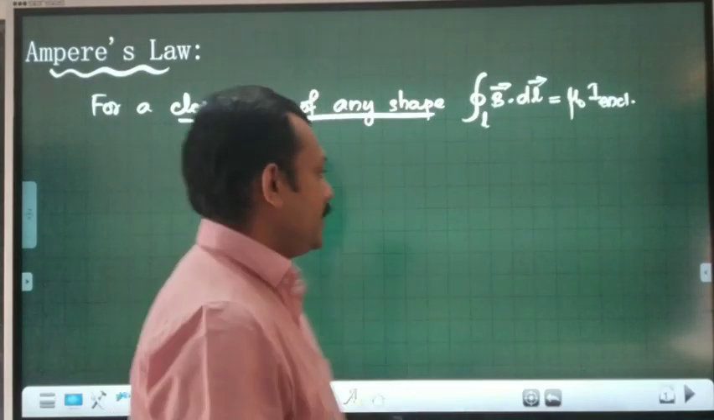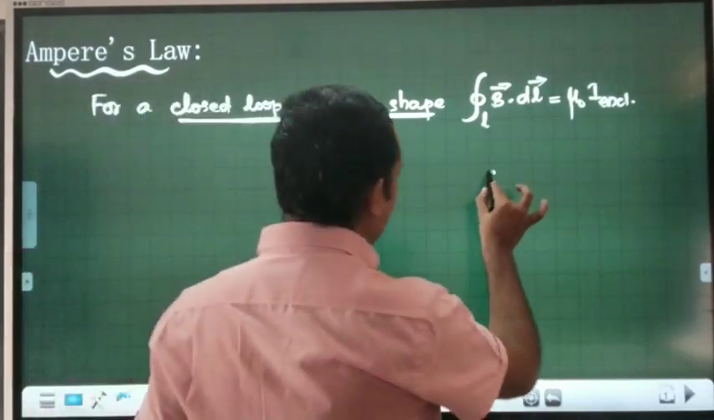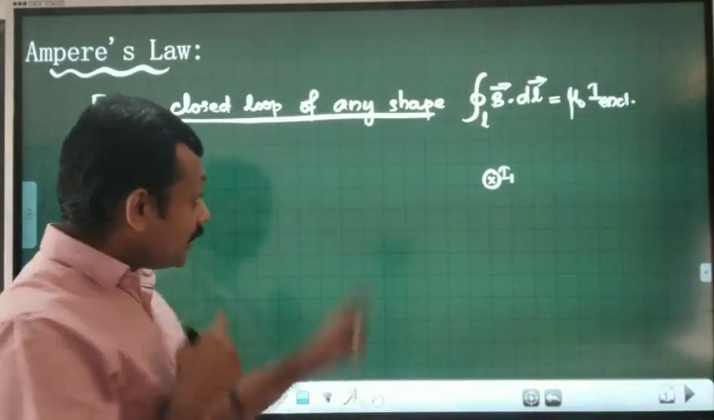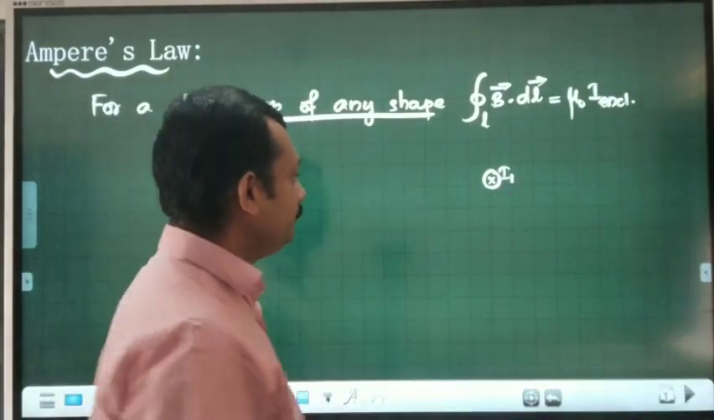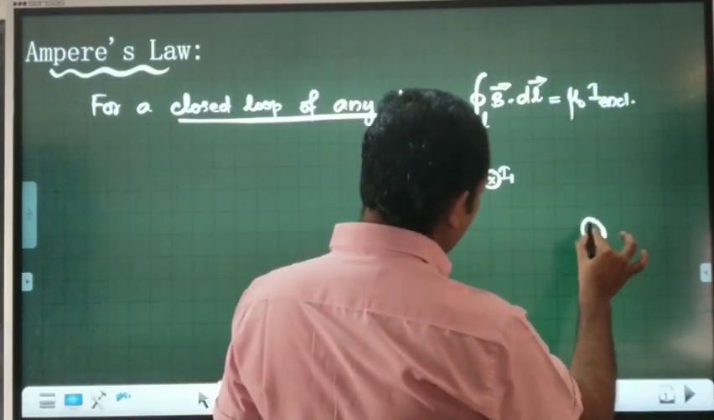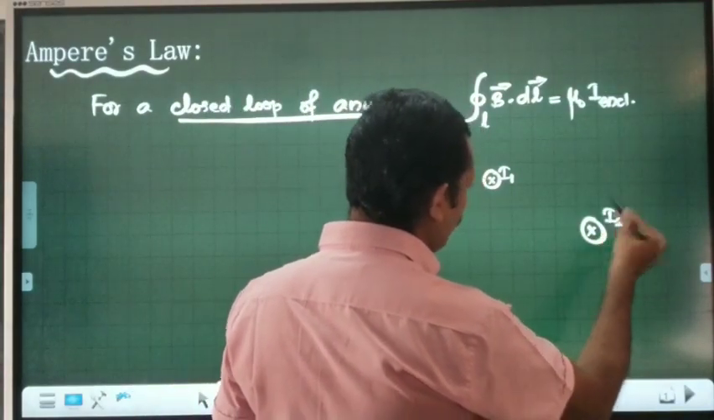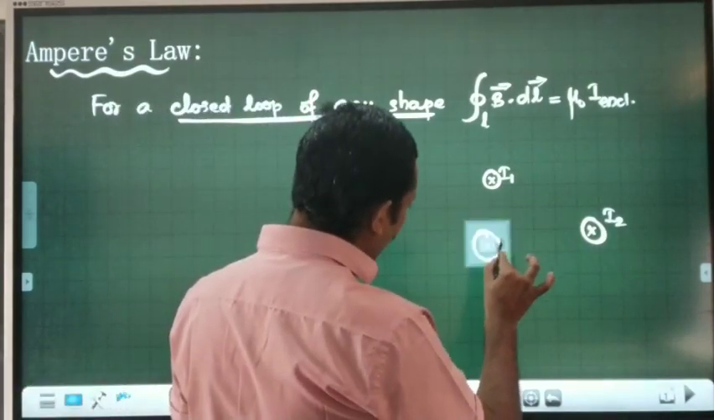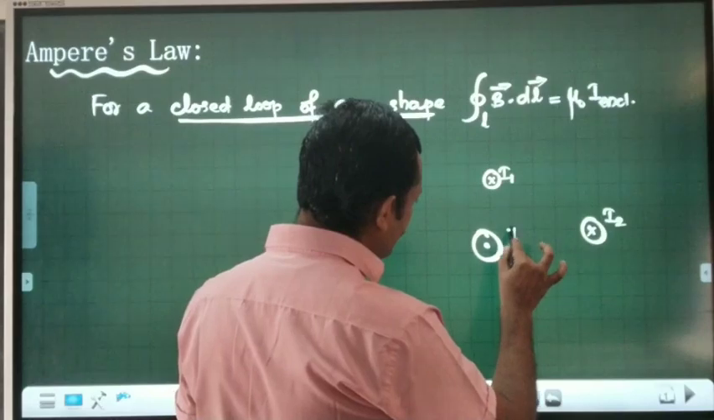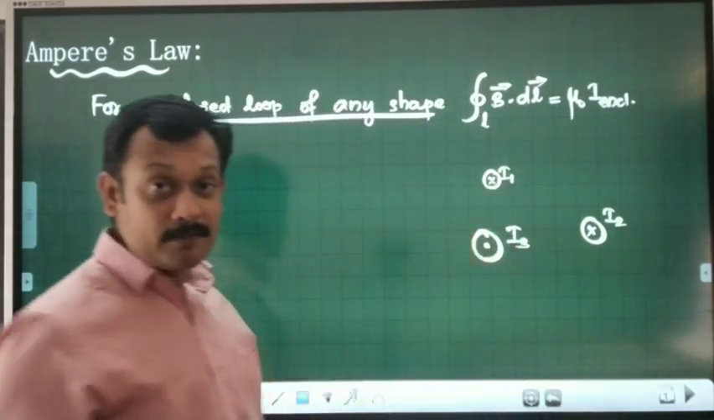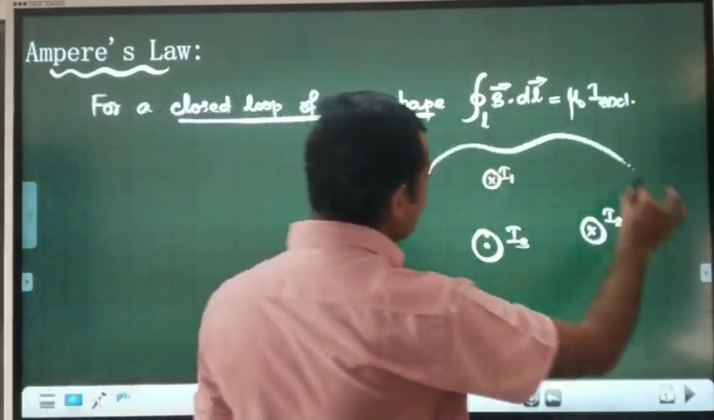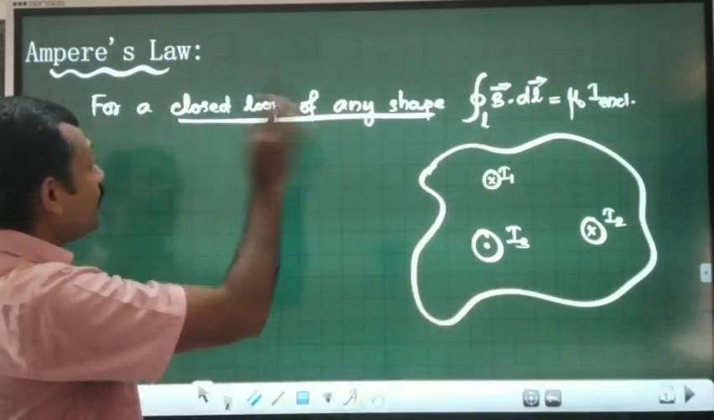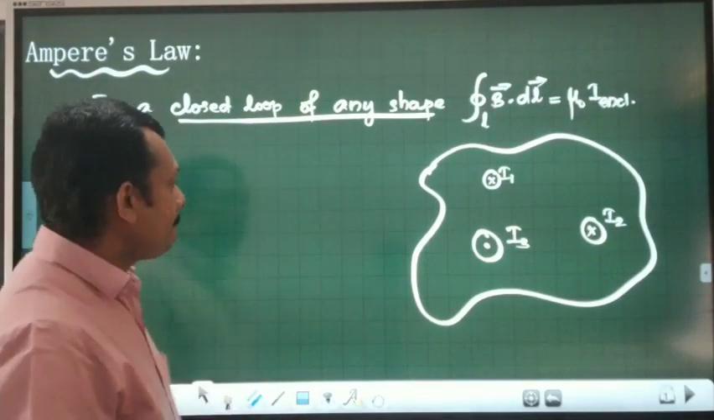Okay, let us see an example here. This is a current I1 that is directed into the plane of the board. Now I am considering a current I2 that also is directed into the board. Now I am taking another current I3 that is directed out of the plane of the board. Now I am considering a loop, a closed loop of any shape.